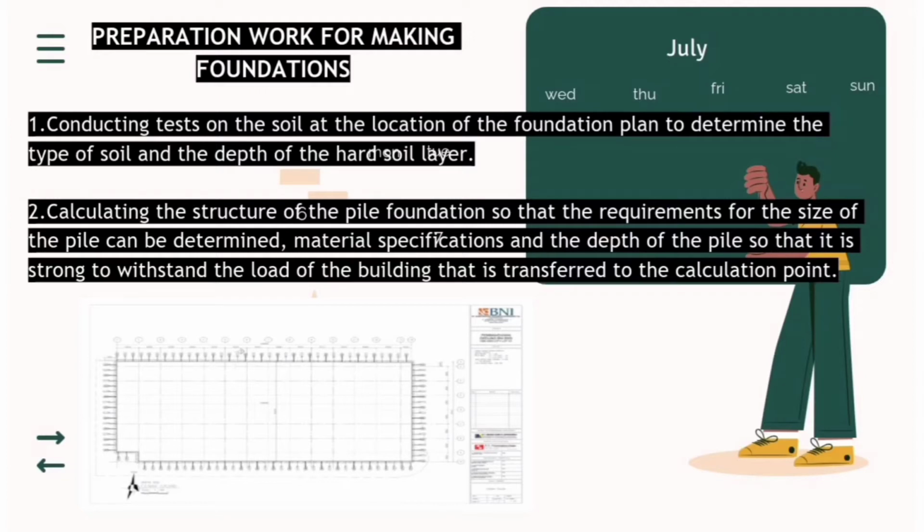Preparation work for making foundations: first, conducting tests on the soil at the location of the foundation plan to determine the type of soil and the depth of the hard soil layer. Second, calculating the structure of the pile foundation so that the requirement for the size of the pile can be determined. Material specification and the depth of the pile so that it is strong to withstand the load of the building that is transferred to the calculation point.